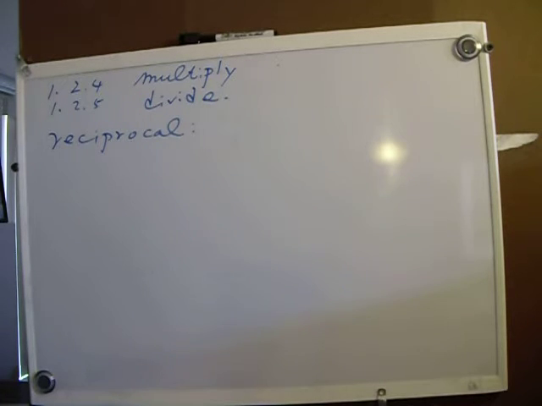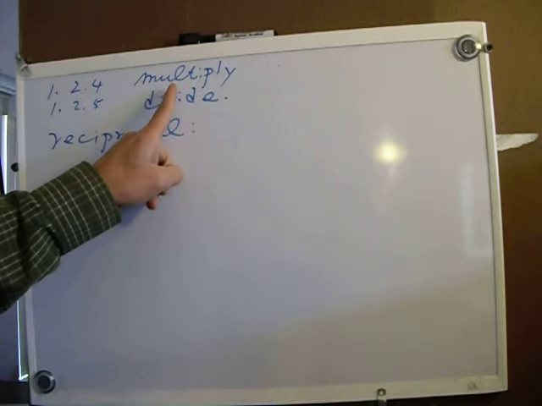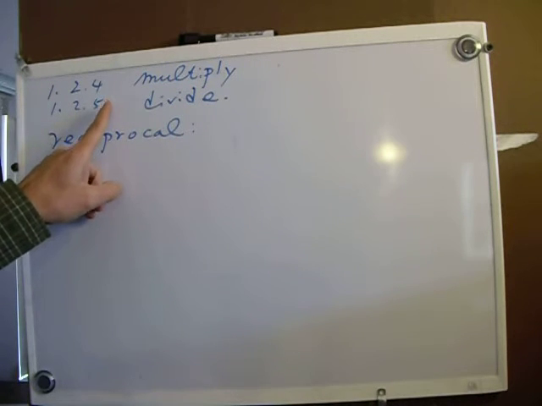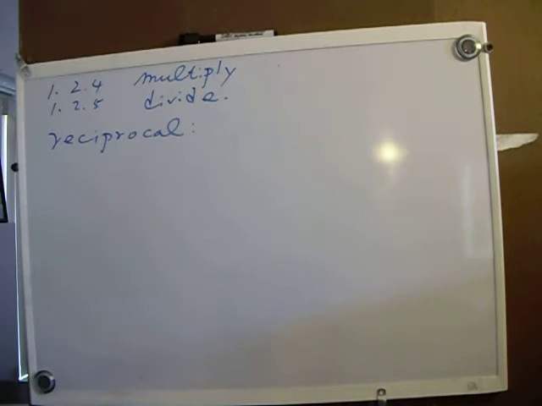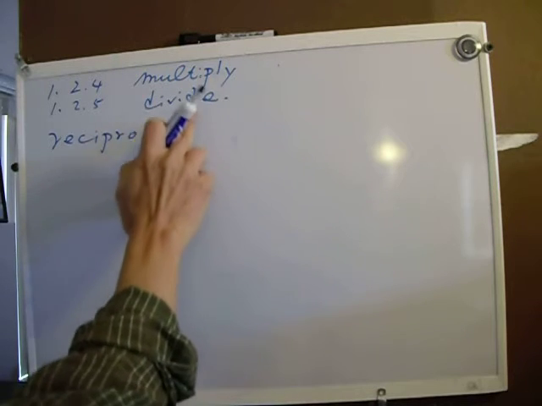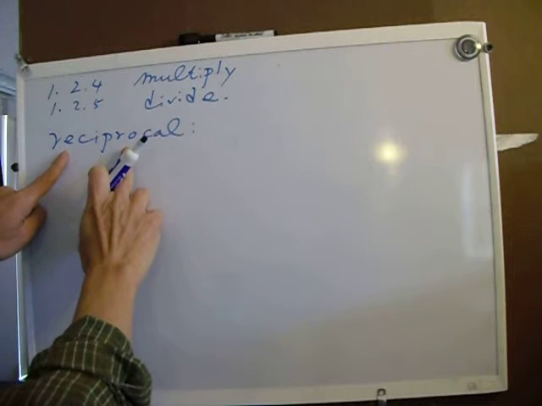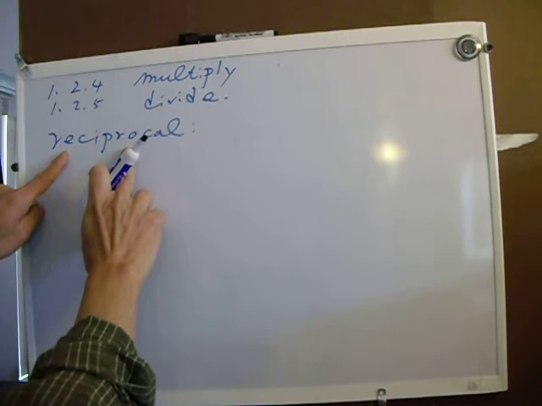The next two sections are about multiplication and division of two fractions, Section 4 and Section 5. Before we do this section, let's introduce one name here: reciprocal.